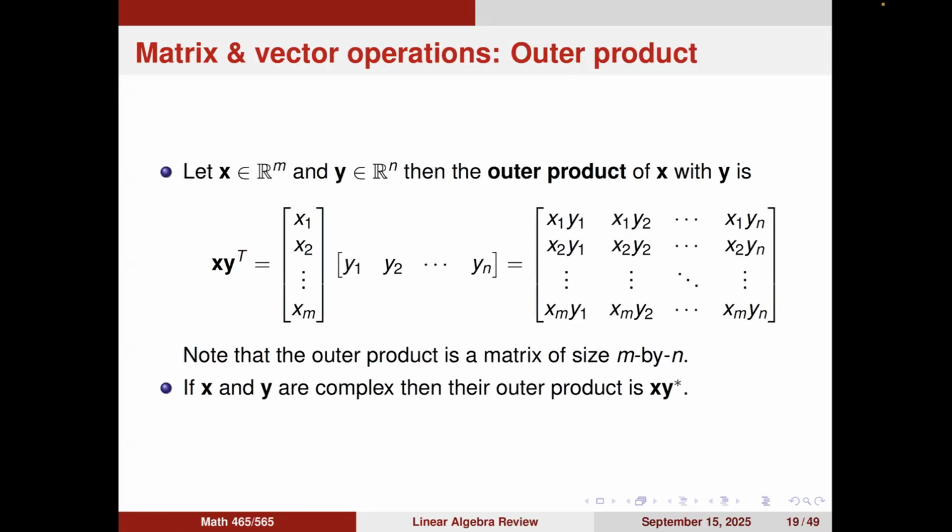The outer product is the other way. So unlike the inner product, which produced a single number, the outer product will yield a matrix. Specifically, if x has length n and y has length m, we're going to get an m by n matrix whose ijth entry is given by xi times yj. And similarly to the inner product, if we're dealing with complex vectors, then there's a conjugation involved.